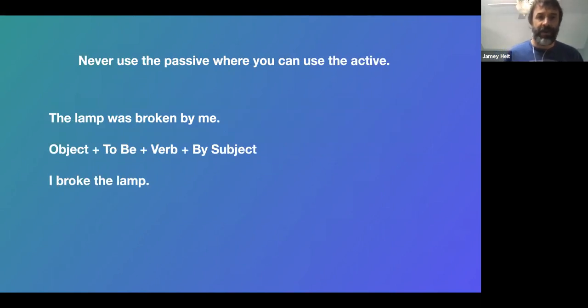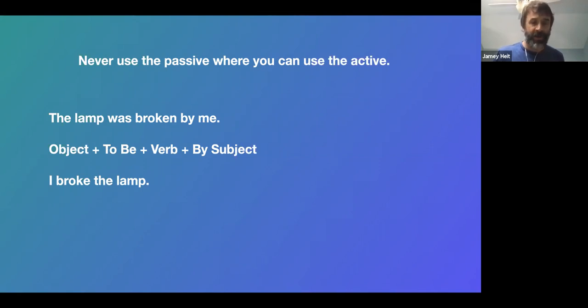The next rule, never use the passive voice where you can use the active voice. So this first sentence here is an example of passive voice. The lamp was broken by me. And the good news for passive voice is that the construct is very easy to spot because it looks the same.